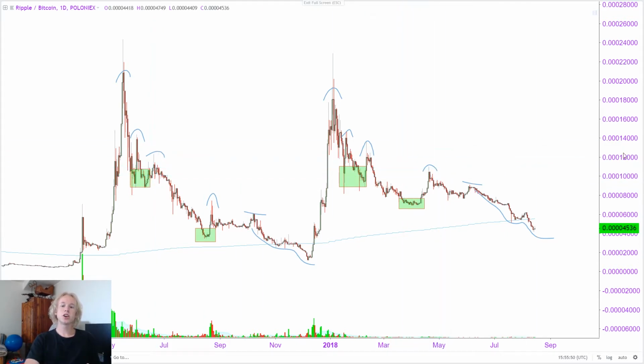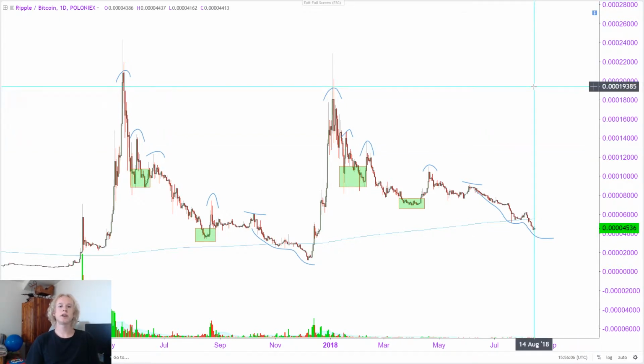Now, something to note when it comes to trading these fractals is oftentimes they're only going to be seen on the Bitcoin pair.